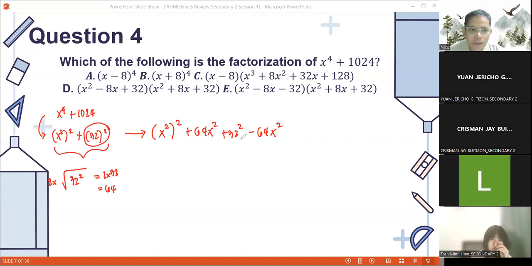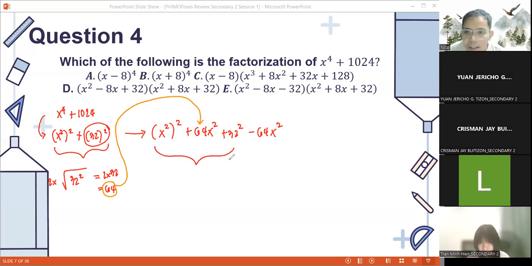So far, are we on the same track? Okay, look at this one. The reason why there is 64 here is this one. This part here is simply x squared plus 32 squared minus 64x squared, right? Because it's a perfect square trinomial, so we can make it as a square of a binomial. So far, so good, right?